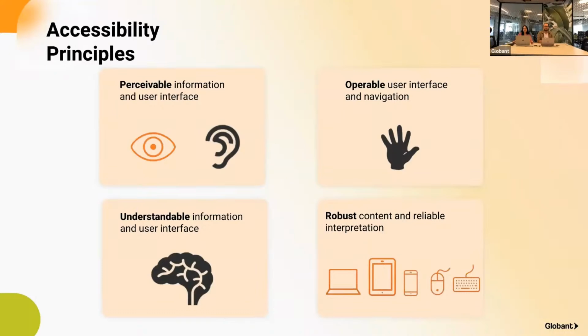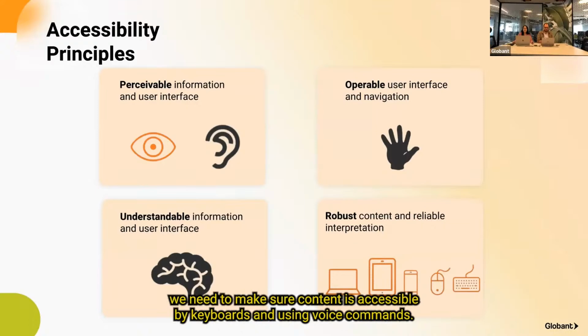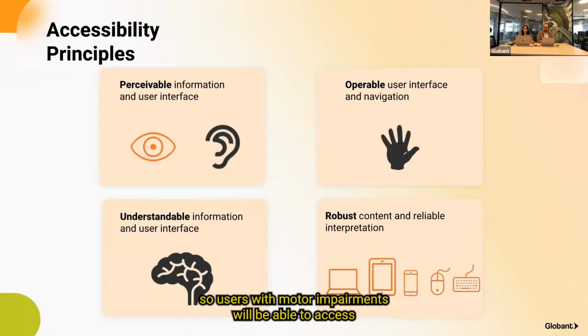In order to be compliant with this principle, we need to make sure content is accessible by keyboard and using voice commands, so users with motor disabilities will be able to access and interact with the information without forcing them to use the mouse. Then we have the third principle, that is understandable. It means that we need to make sure content is comprehensible for users with cognitive impairments, so they can access, read the information, and follow instructions in a simpler way, without distractions and preventing errors.